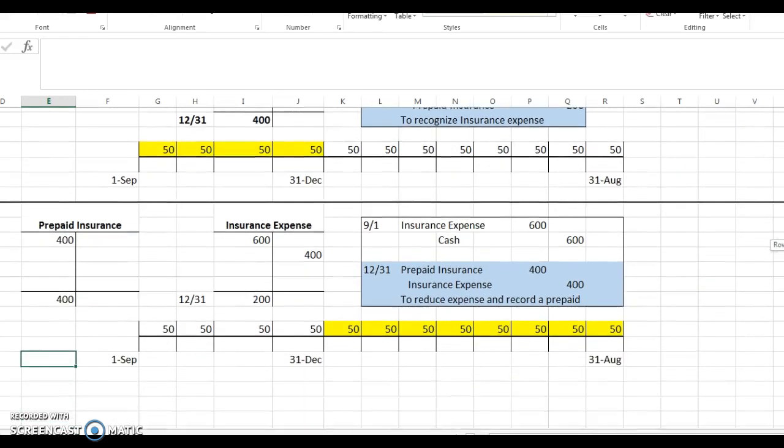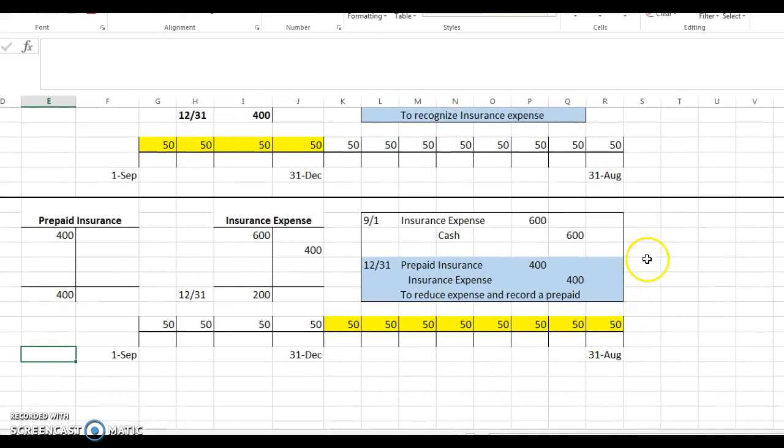All right, back down to our second method. So as with all the other adjusting entries, let's consider what's happening here with this entry. Well, the debit to prepaid insurance is increasing a prepaid, which is an asset. So we're increasing our assets. And our credit to insurance expense is actually lowering an expense. That's what we're doing with this adjusting entry.